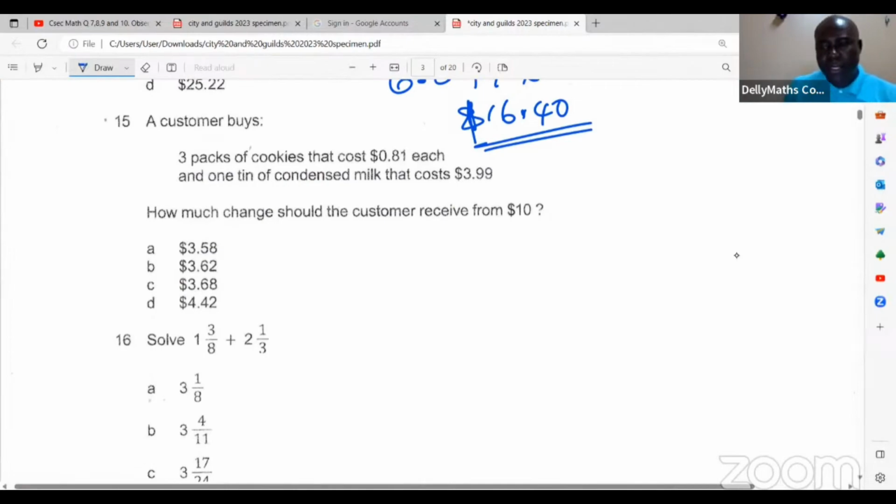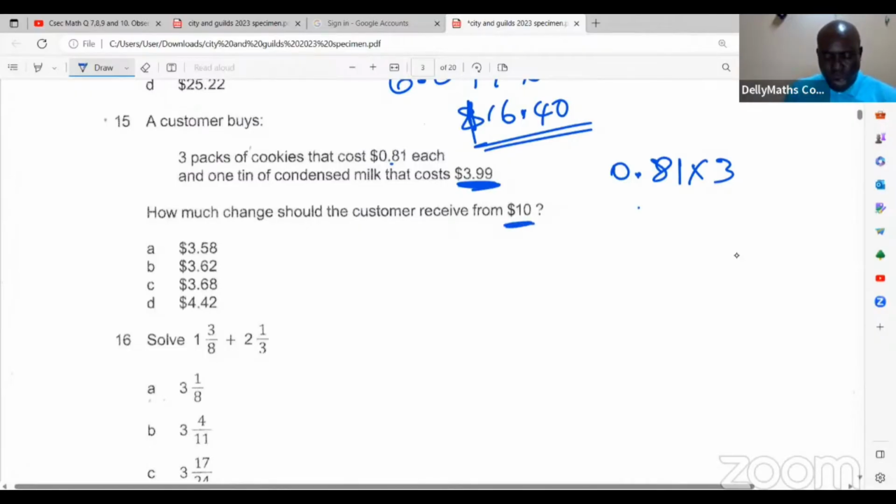A customer buys 3 snacks that cost this each. So that each, I could know the total. And 1 tin of condensed milk that costs that. So this is 1 tin, right? Now, how much change should the customer receive from $10?